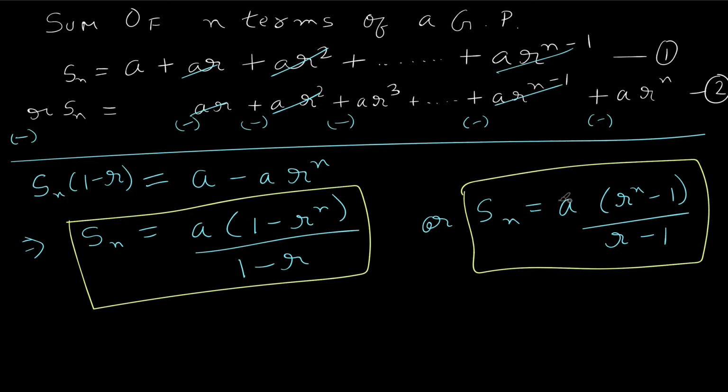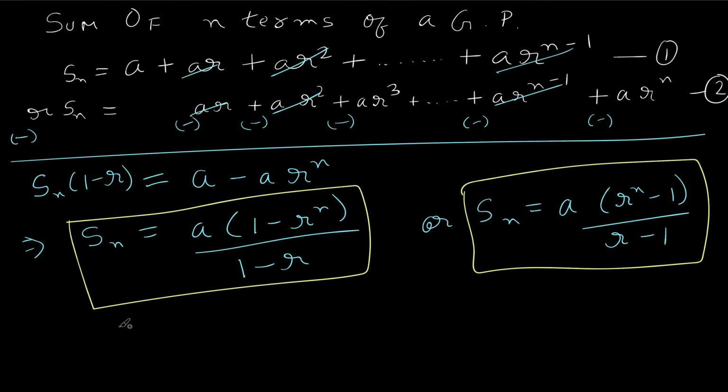So now if you have a geometric progression, you know the first term a, you know the common ratio r, and you know the number of terms n, then you can simply plug in the values into this formula and obtain the sum of first n terms of a geometric progression.